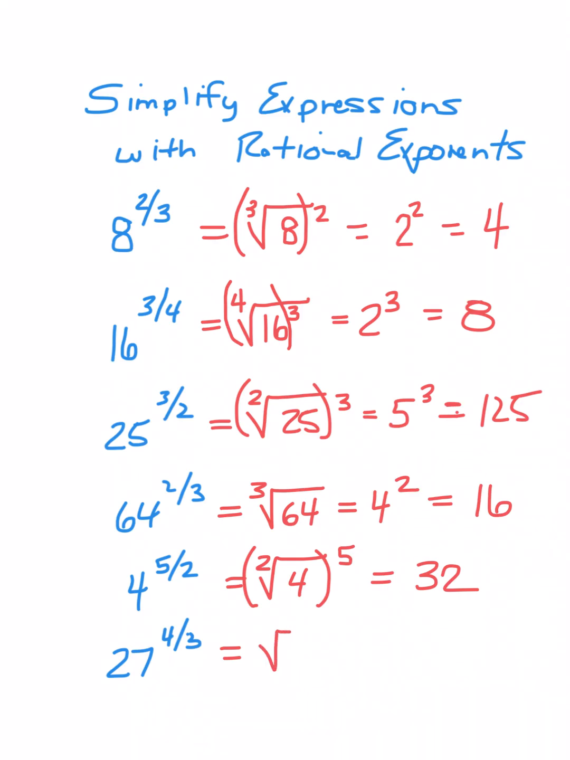27 to the 4/3 power would be the cube root of 27, which is 3, and then 3 to the 4th power. 3 times 3 times 3 times 3 would be 81.